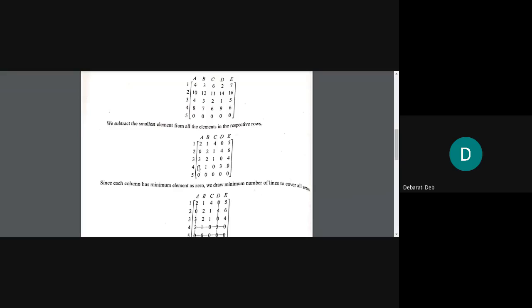For the fourth row also, we'll do the same thing. In the fourth row, the minimum element is 6. So it will be 2, 1, 0, 3, 0. And the fifth dummy row will remain the same, because you cannot do anything with that, as all the numbers are 0. So you will again write 0 in the fifth row.